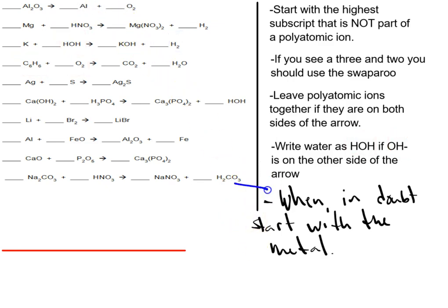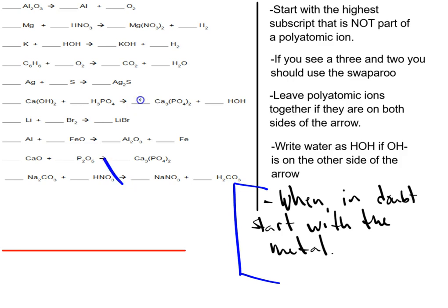All right, and then this one. When in doubt, start with the metal. And we're going to use that sometimes. We may not use it other times, but if there's a tie and both of the highest subscripts are the same, start with the metal. That will usually solve your problem a lot faster than starting with O's or H's.